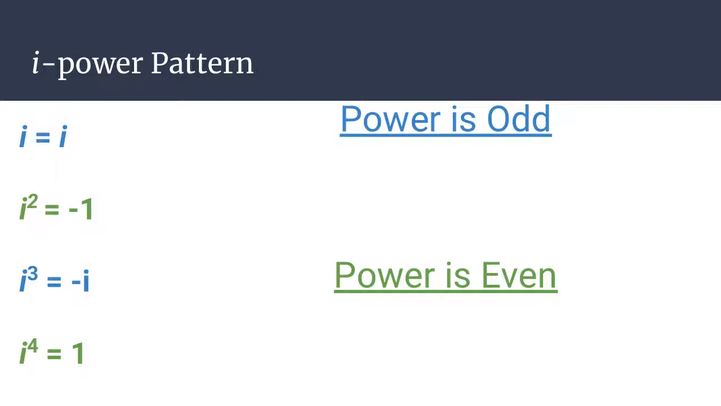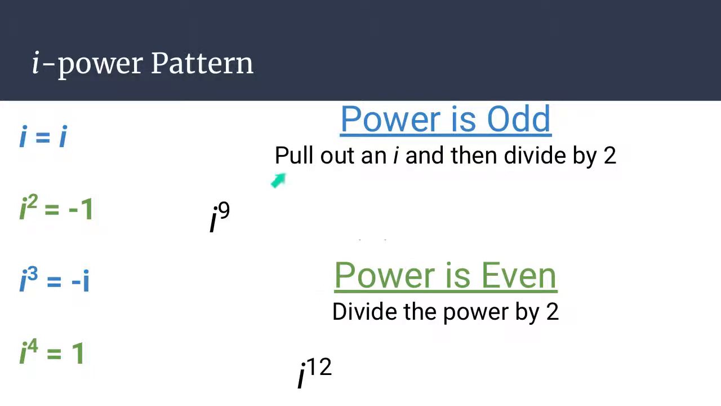We would like you to be able to evaluate these without a calculator. Seeing there's only four options for you to worry about, you should be able to do so. When we look at if the power is odd versus even, you have two different things that you do, but they're similar. If it is odd, you want to first pull out an i and then divide what's left by 2. If it's even, you're going to divide that power by 2. So let's take a look at a couple quick examples and then talk about some other practice problems.